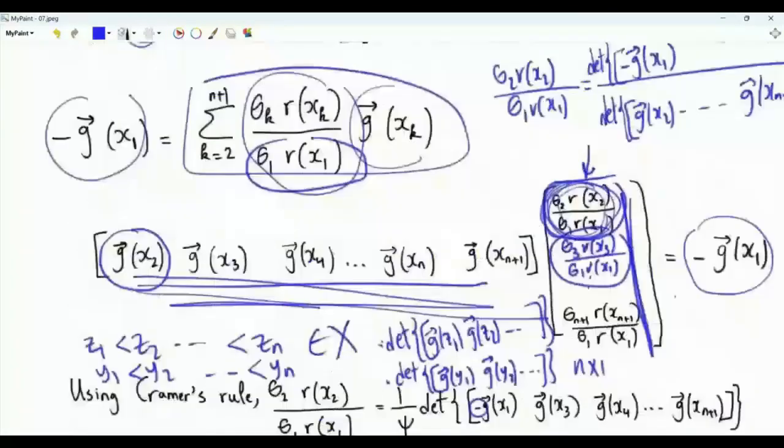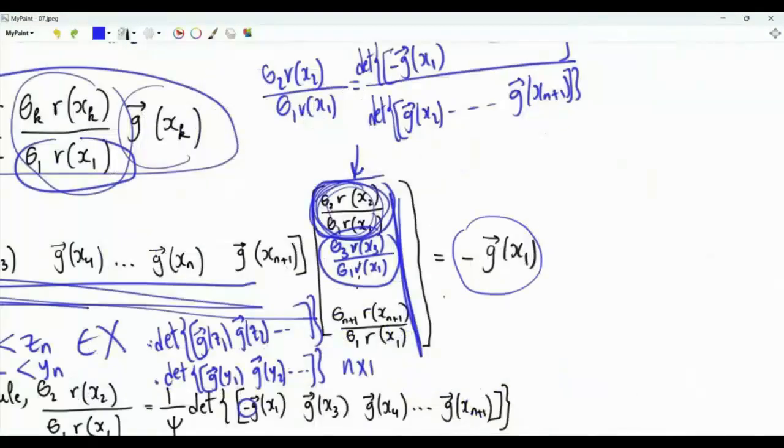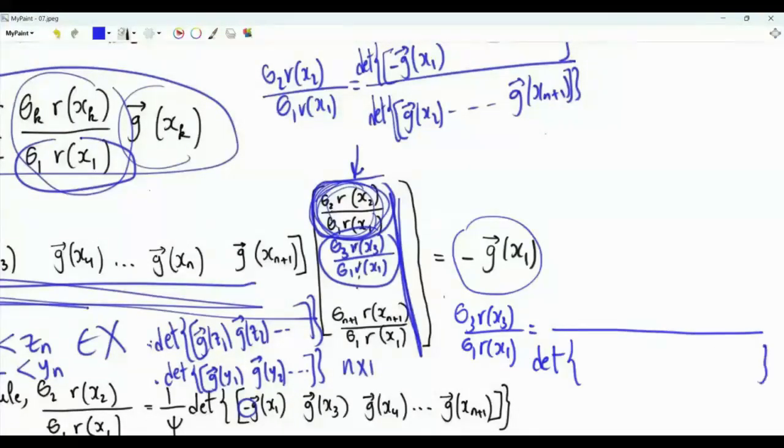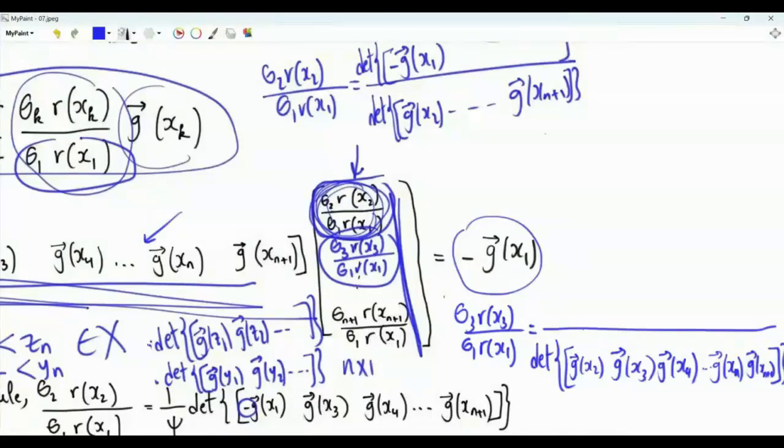Let's now try to get another component in this vector. Let's hunt for theta 3 r of x3 over theta 1 r of x1. That's the second component in this vector. By Cramer's rule, this is equal to the ratio of two determinants. The determinant downstairs is the determinant of this matrix here. In the numerator, we have the same determinant, but now the second column is replaced by the vector minus g arrow of x1.